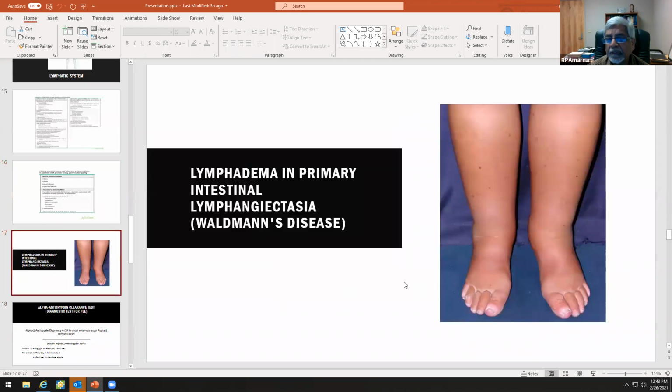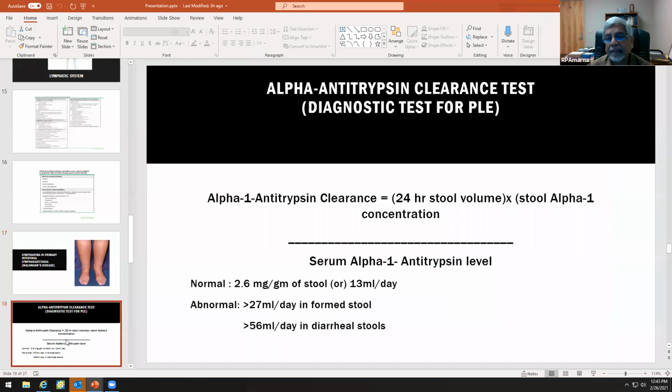So there's a patient with primary lymphangiectasia with generalized pitting edema in her legs. This is called Waldmann's disease, and there's the usual appearance of that. Now, there is one diagnostic test that's easy to do and confirmatory for lymphangiectasia. There is the alpha-1 antitrypsin clearance test.